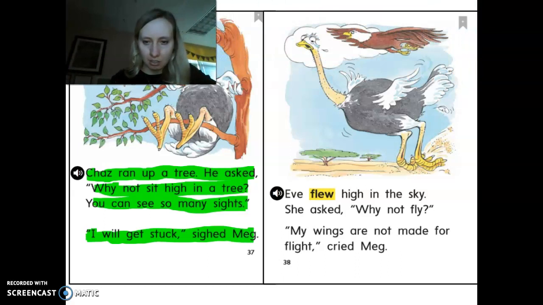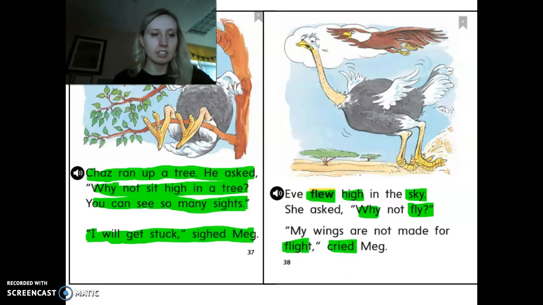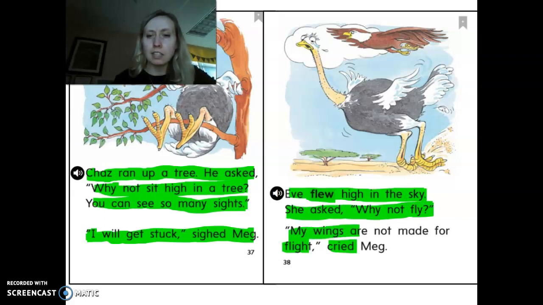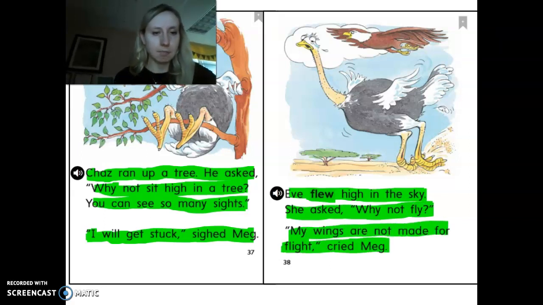Okay. So we have flew, high, sky, why, fly, flight, cried. Lots of I's. Okay, here we go. Eve flew high in the sky. She asked, why not fly? My wings are not made for flight, cried Meg.